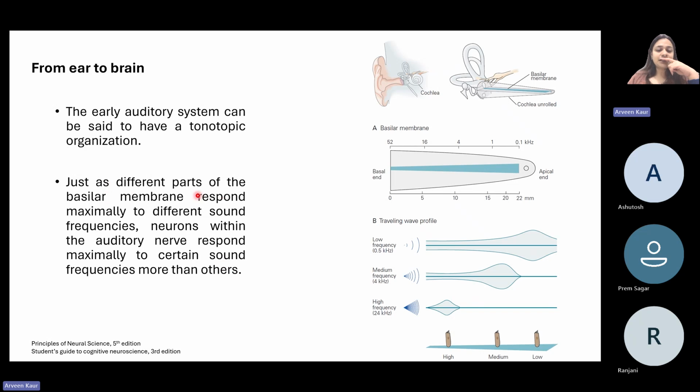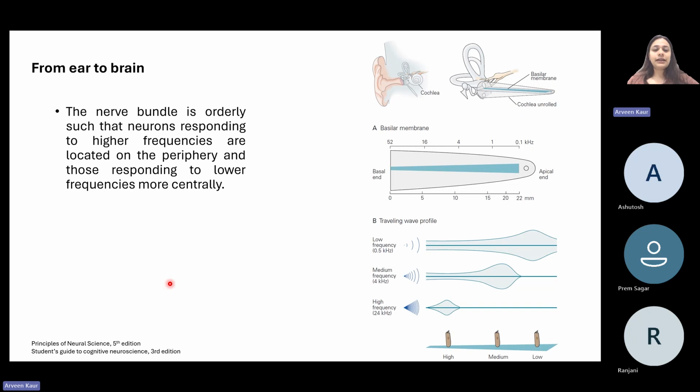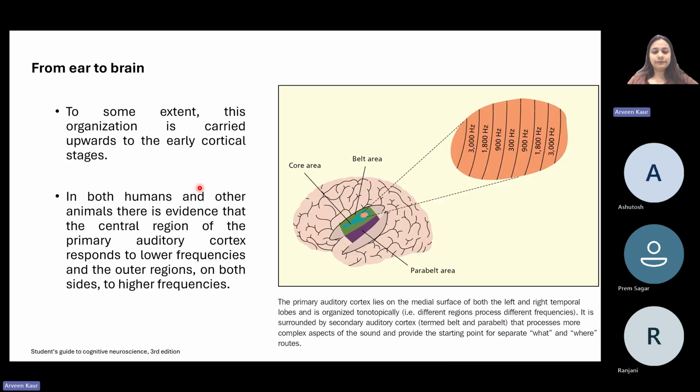Just as different parts of the basilar membrane respond maximally to different sound frequencies, neurons within the auditory nerve respond maximally to certain sound frequencies more than others. Right? The nerve bundle is orderly such that neurons responding to higher frequencies are located on the periphery and those responding to lower frequencies more centrally. So, to some extent, this organization is carried upwards to early cortical stages, right?